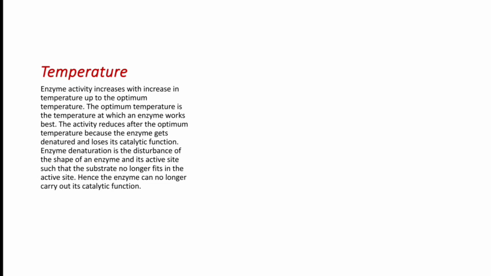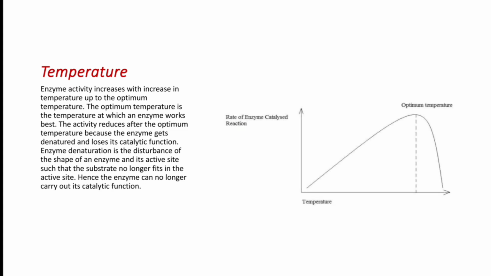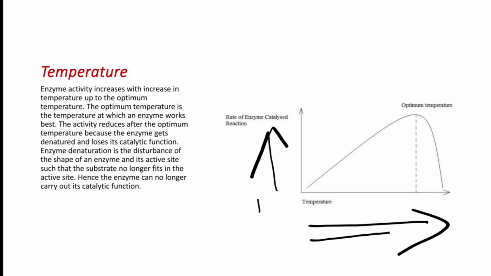Now, the activity reduces after the optimum temperature because the enzyme gets denatured and loses its catalytic function. Like I said, when the temperature goes beyond the optimum temperature, we are going to see a reduction in the activity of an enzyme. Let me show you a graph. When you look at this graph, on the y-axis we've got the rate of enzyme catalyzed reaction, and on this side we've got temperature. As we are increasing the temperature, what is happening to the rate of the catalyzed reaction?